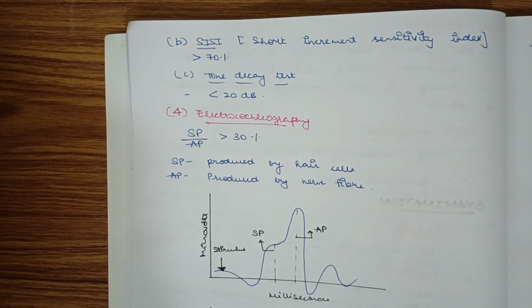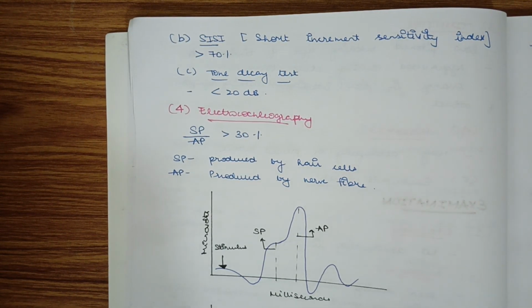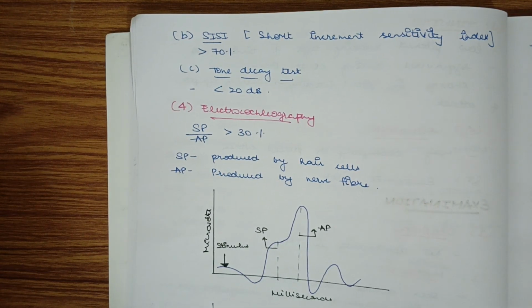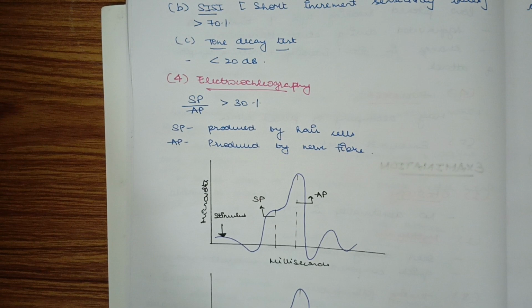SISI refers to short increment sensitivity index. That is, it records the sensitivity of the ear to small increments in sound or short increments in sound. Tone decay test is less than 20 decibels in case of Meniere's disease.